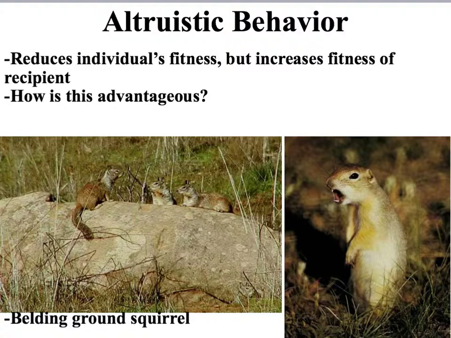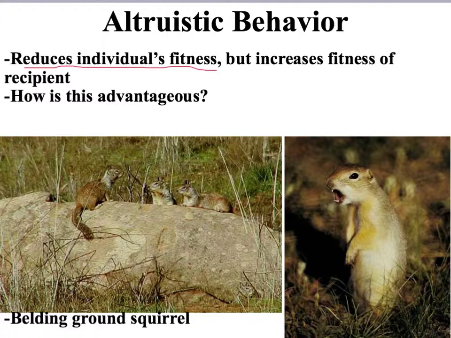Now, how we would define altruism is that it's going to reduce the fitness of the altruist, kind of at face value. It's going to make that altruist more subject to death or predation or something like that. But it's going to increase the fitness of the recipient. So, at face value, this seems like it wouldn't be evolutionarily advantageous. But to figure out how it is, we need to look at this a little bit more in depth.